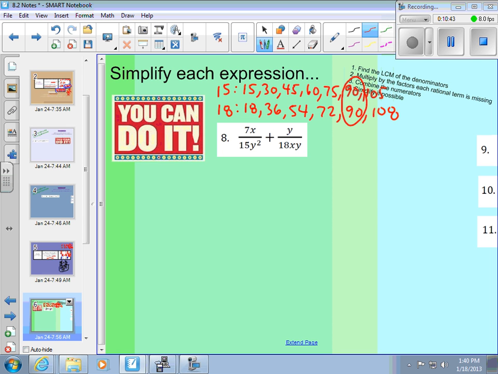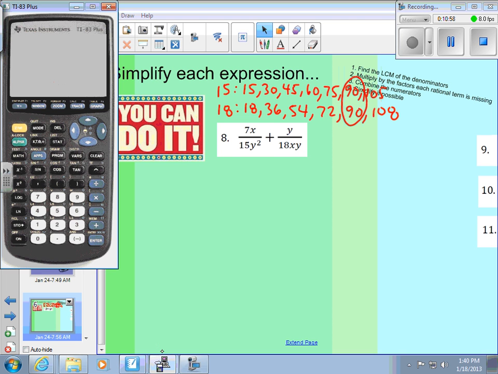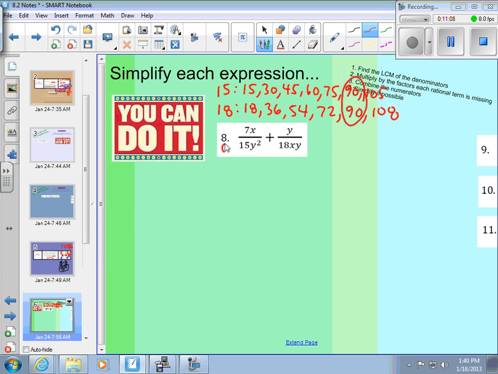So now we got to figure out what do we have to multiply by to get 90. So on the right, 15 times what equals 90? Or another way you can do that on your calculator is to take 90 divided by 15. And that should tell us what it is. So if we go on our calculator and go 90 divided by 15, it looks like 6 is the number we're going to have to multiply by. So on this side, we're going to take the bottom by 6, and whatever we multiply the bottom by, we got to multiply the top by.